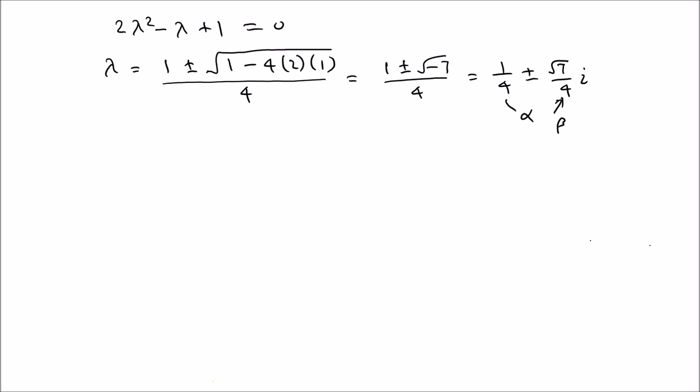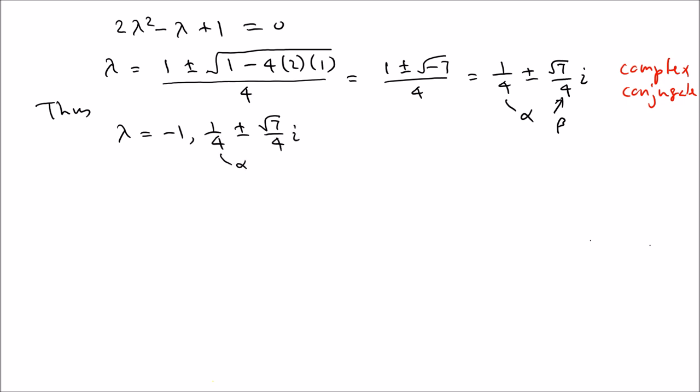So we have alpha and beta. It's complex, so it's a complex conjugate pair, which means we can use the complex form. Thus, the three roots are lambda equals negative 1, and the others are 1/4 plus or minus square root 7 over 4 i, and as before, the alpha and beta.